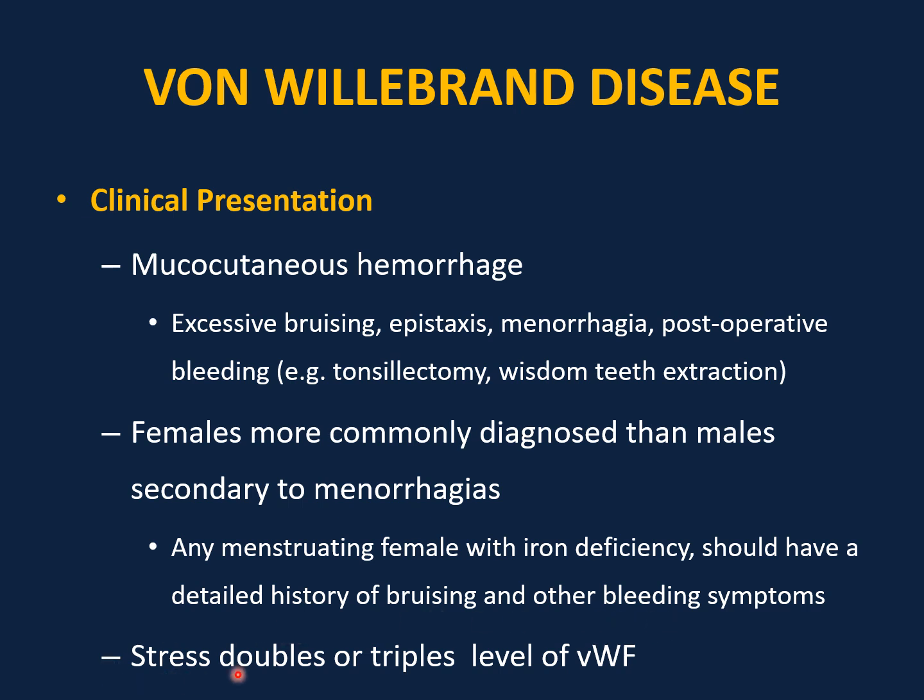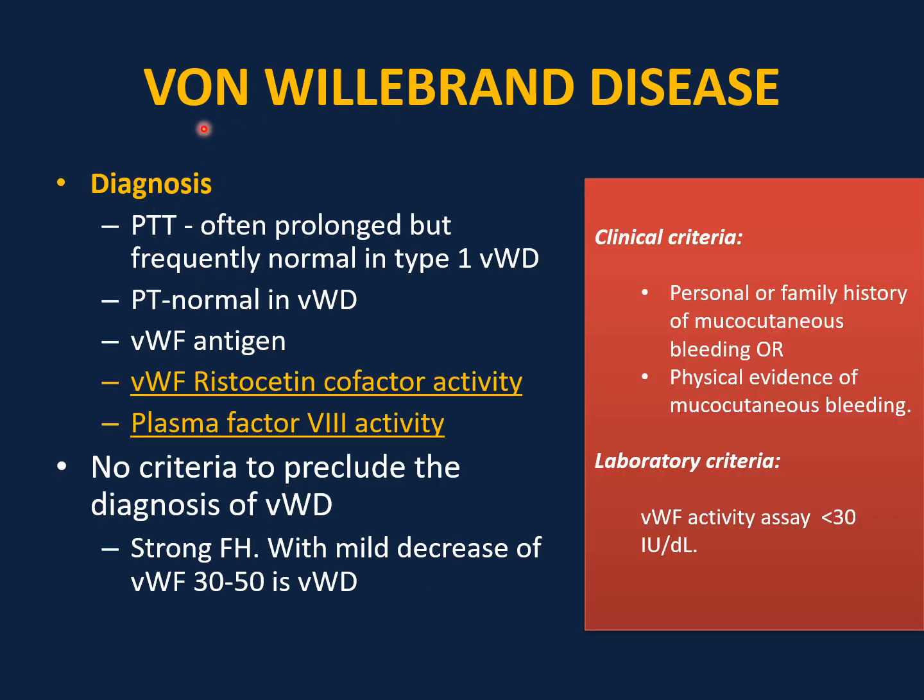You have to know that stress like surgery or exercise doubles or triples the level of Von Willebrand factor, so it is sometimes difficult to diagnose it depending on the laboratory. Diagnosis of Von Willebrand disease can be very challenging because all these labs can be normal. So PTT is often prolonged but frequently normal in type 1, which is the most common type. PT is normal, so PT is not a study for Von Willebrand disease. This will be normal because Von Willebrand factor does not affect factor 7. Von Willebrand factor antigen can be measured.